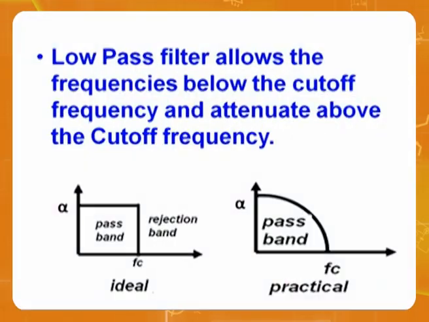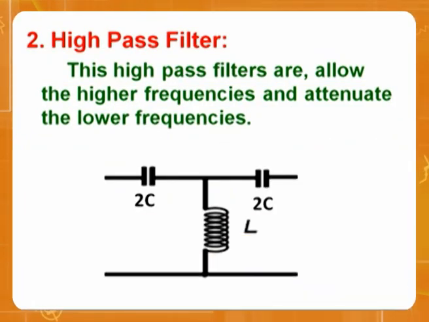Now, if you are talking about low pass filter, that allows frequencies below cutoff and attenuates the above. You see here, pass band, rejection band. This we can call a stop band. This is suddenly sharply falling. Is it possible to sharp fall with alpha? Impossible. That's why this is called ideal characteristics, whereas this is called practical characteristics. So ideal characteristics is here, practical characteristics is here. Okay, that's about low pass filter.